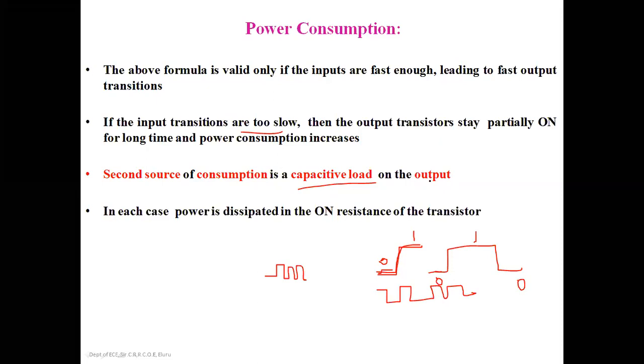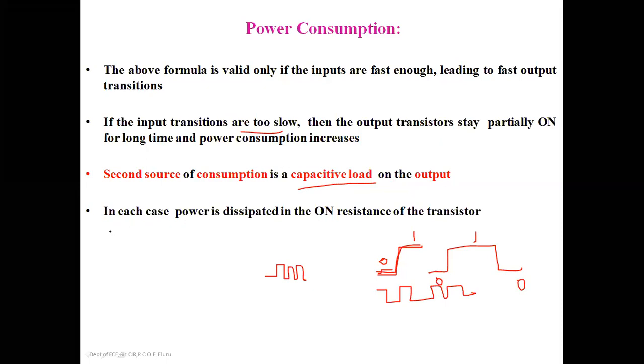Even in our last class we have discussed the rise time and fall time of the transition time. It depends on two factors. One is the on transistor resistance and second is the stray capacitance at the output. So here the second source of the consumption is the capacitive load on the output.